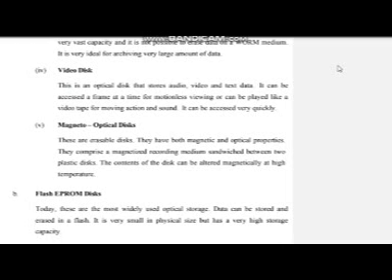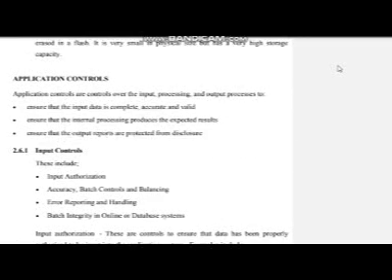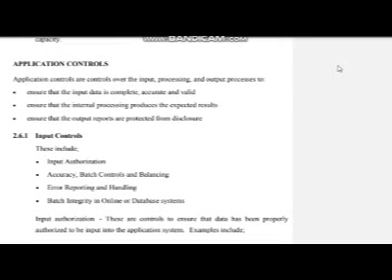So let's go. Application controls. What are application controls? Application controls are controls over the input, processing and output process. One, ensures that the input data is complete, accurate and valid. Two, ensures that internal processing produces the expected results. Number three, ensures that the output reports are protected from disclosure.